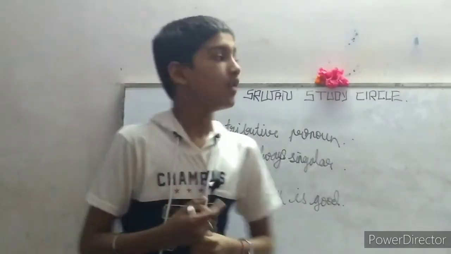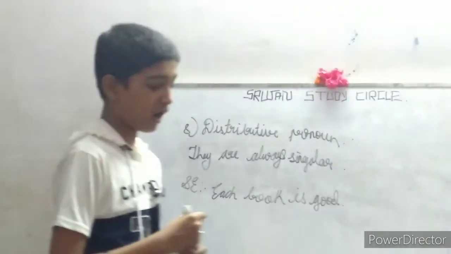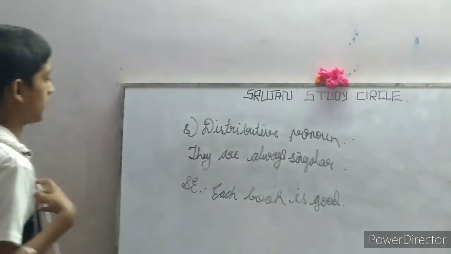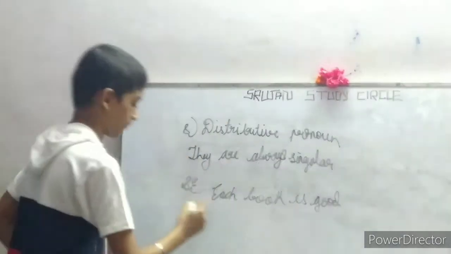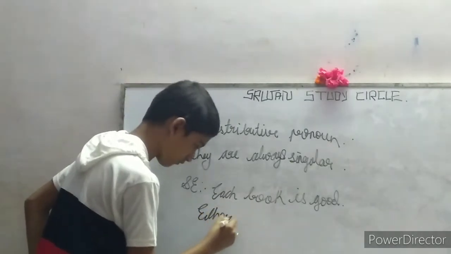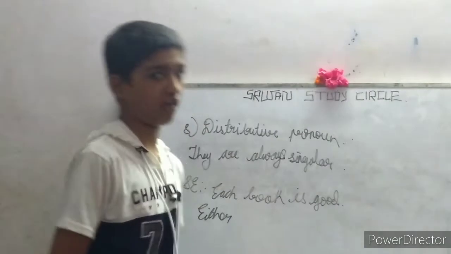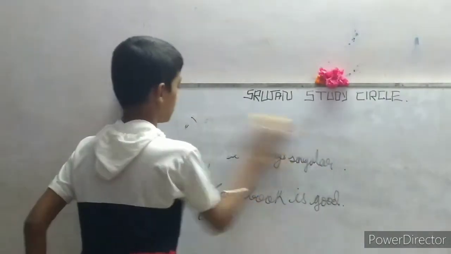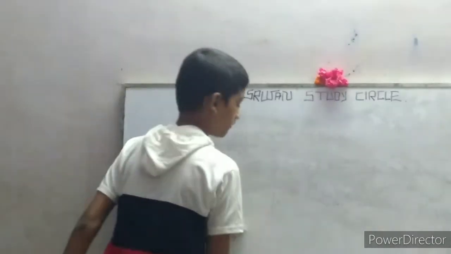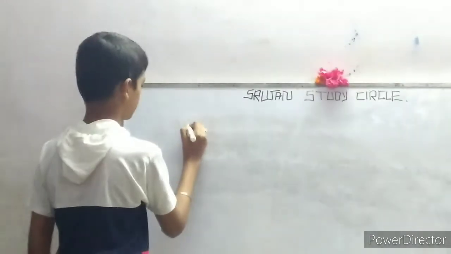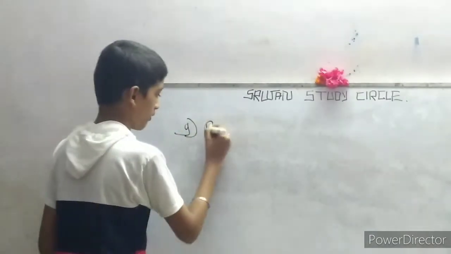Similarly, either of you can go. Anyone of you can go. So I am using either. Okay, this is distributive pronoun. So let us move to the last type of pronoun, that is possessive pronoun.